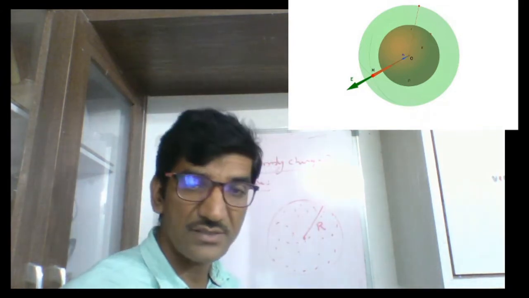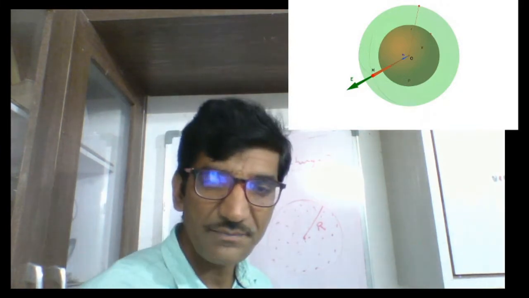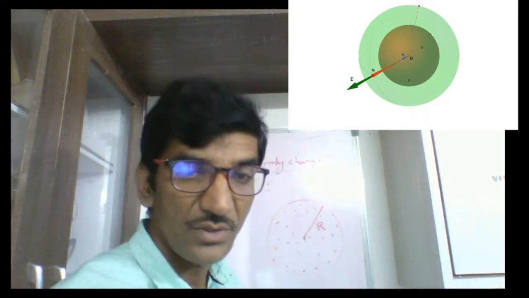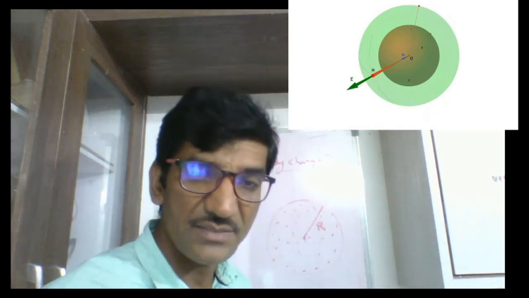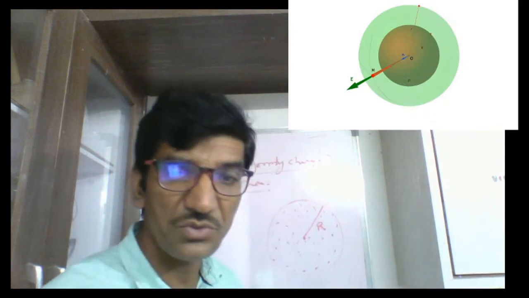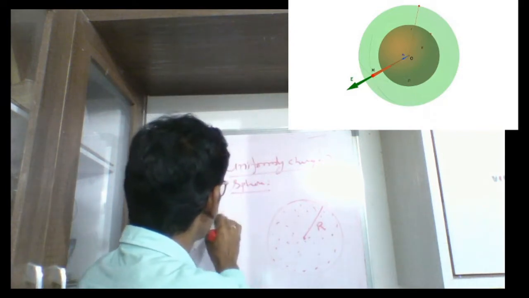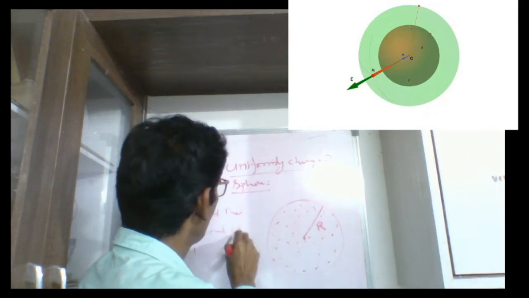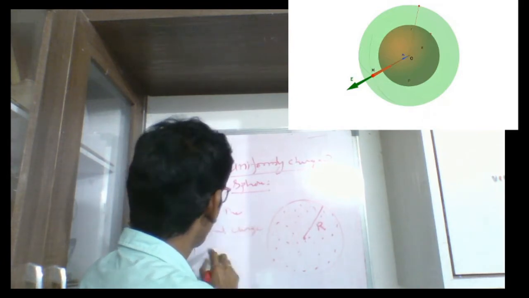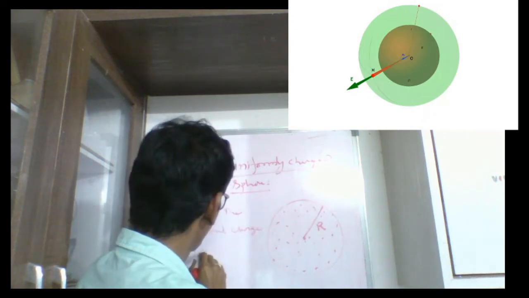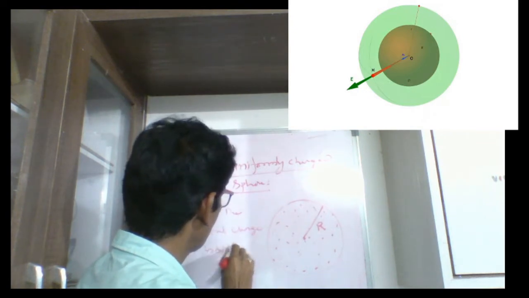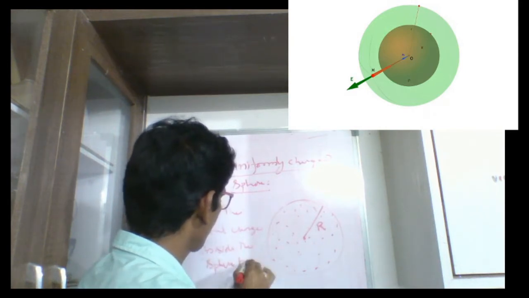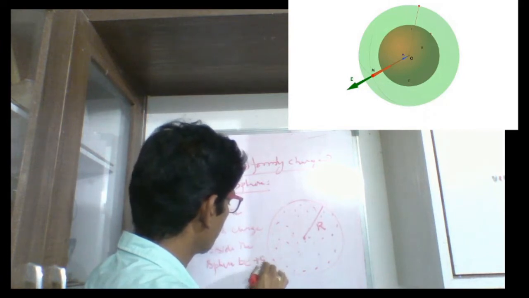Some solid sphere is there. It is of radius r. How much charge is there? As I already told you, the entire charge filled in this sphere is plus q coulombs. Let the total charge inside the sphere be plus q.